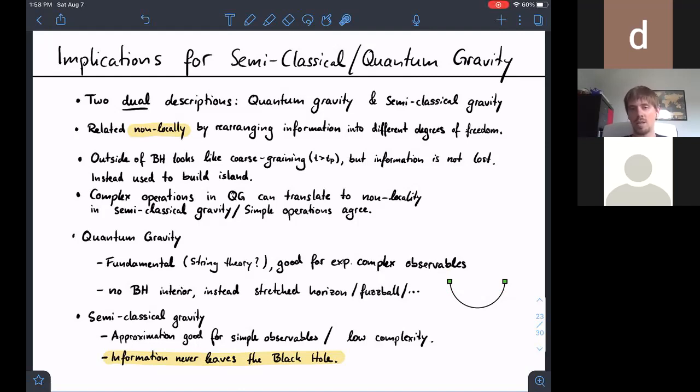But then there's also the semi-classical description. And now outside of the black hole, this really is an approximation which is only good for simple observables. So if I have an observer which is computationally bounded, that's fine. But if they can ask exponentially complex questions, it's not a good approximation anymore. But I can still have access to a very complex question, except that now I need to go inside my black hole and ask the questions there. And most crucially, in the semi-classical picture, information never leaves the black hole, in the sense that just by having access to the radiation, I cannot access the black hole interior. I cannot read off what's going on in there.